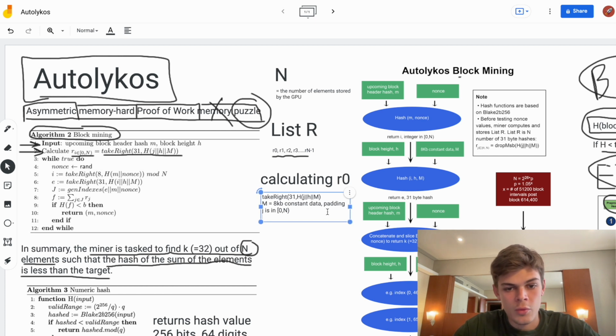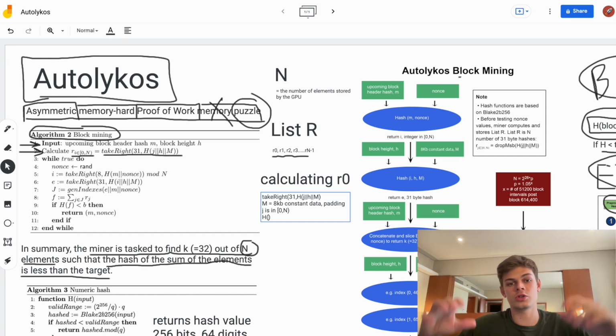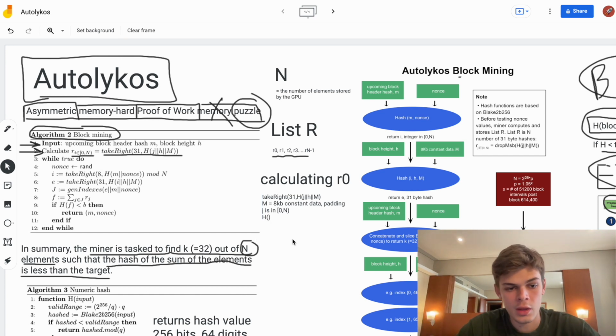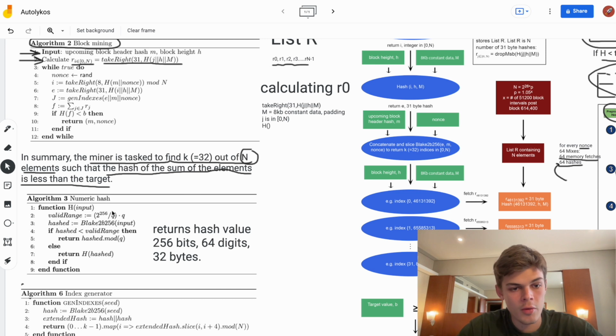So then what happens? Well, we have capital H. So what is H in this case, right? So we understand M, h, j. What is H? Well, H simply takes these inputs, which we've discussed, and passes them into a hash function. So capital H just says hash function. But what hash function are we using here? Well, we're using algorithm 3.